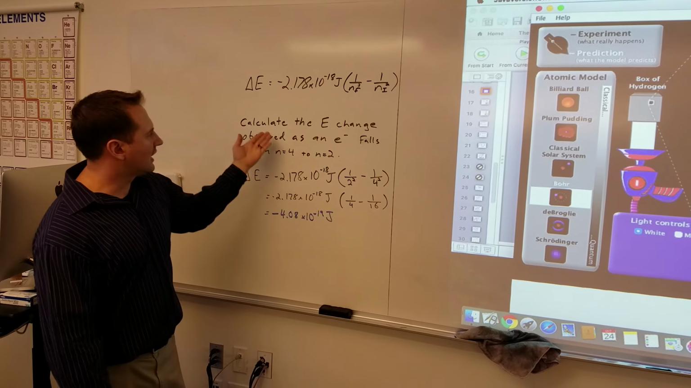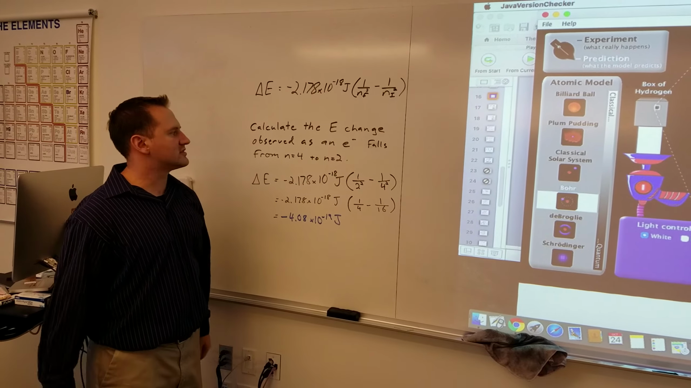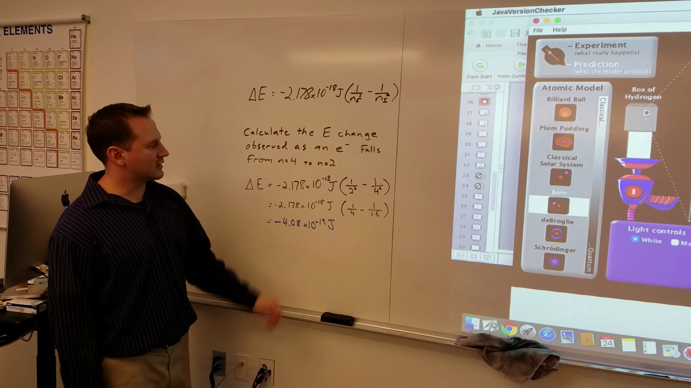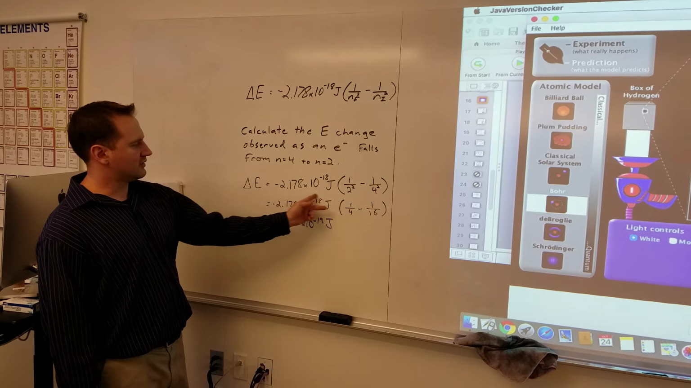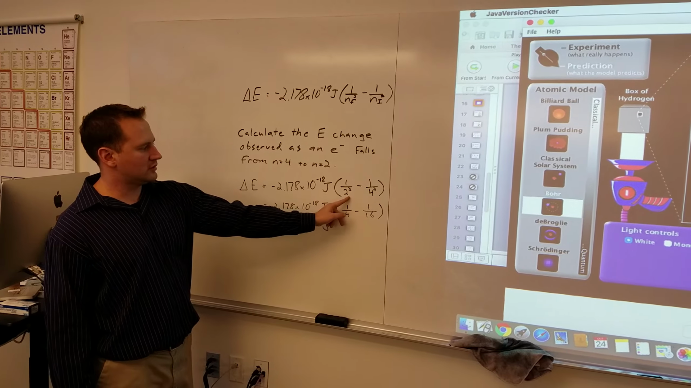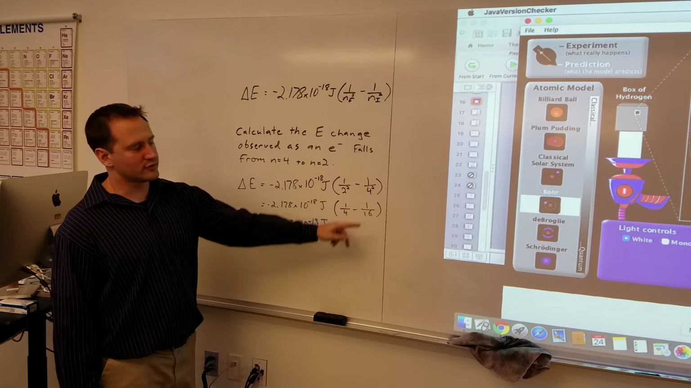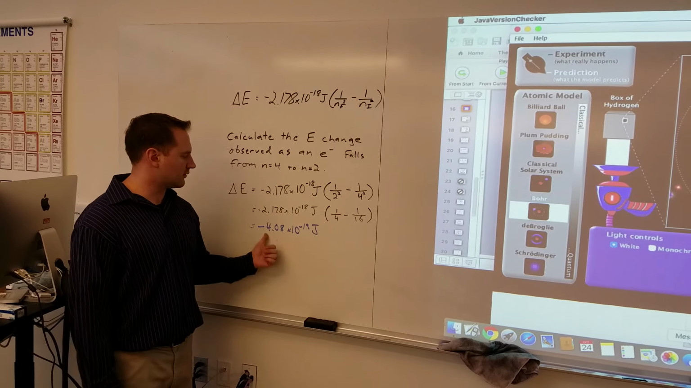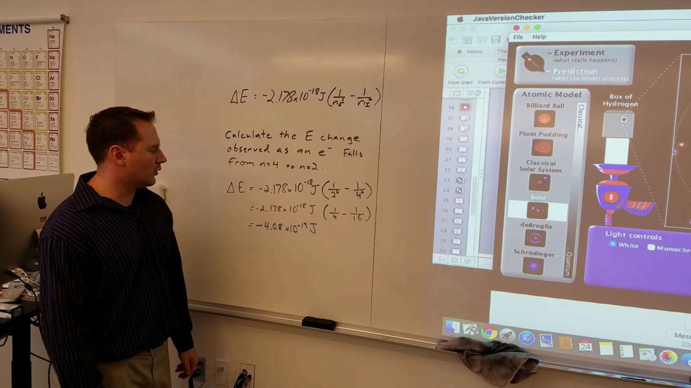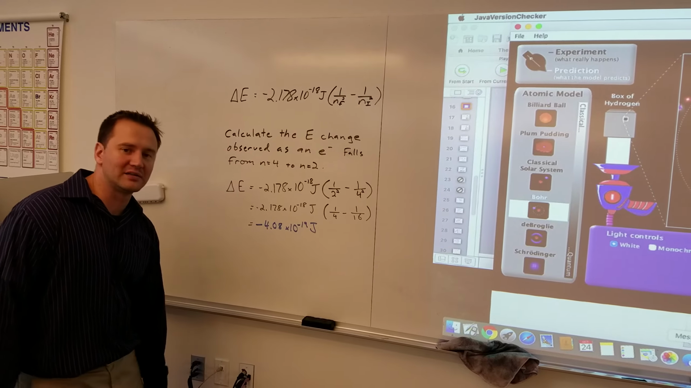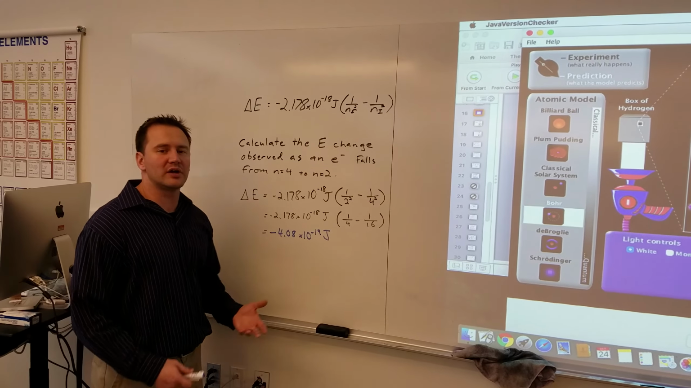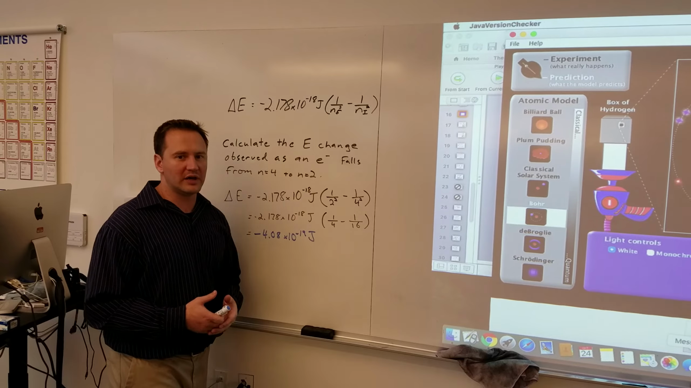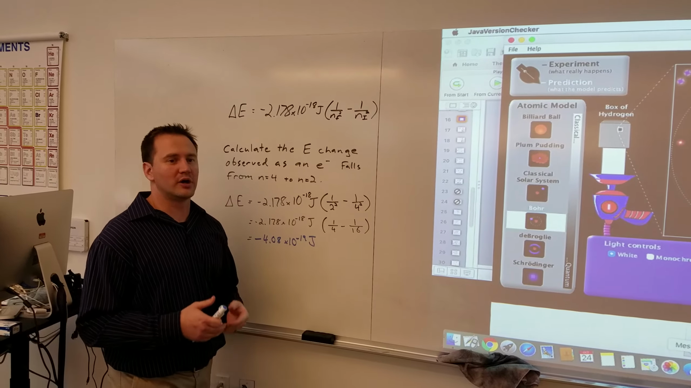So we could calculate the energy change observed as an electron falls from the 4th energy level to the 2nd. And all we have to do is plug that in. So you have this, 1 over 2 squared, which is 1 over 4, minus 1 over 4 squared, which is 1 over 16. When you execute that function, you get negative 4.08 times 10 to the negative 19th joules. So that's the amount of energy lost by the electron within the atom, and that is equal to the amount of energy possessed by the photon that is ejected.